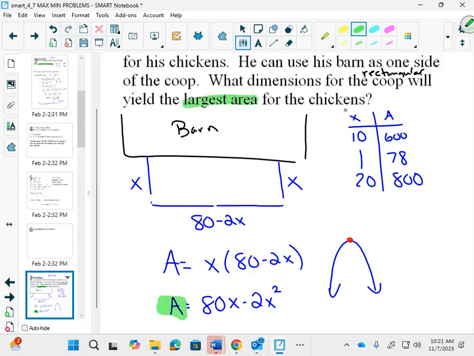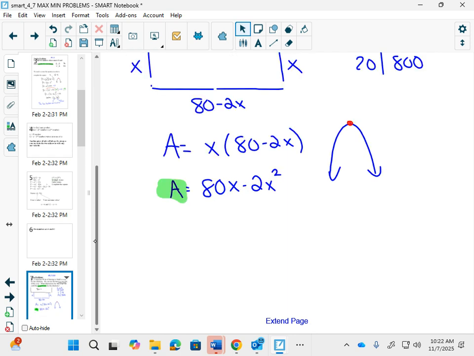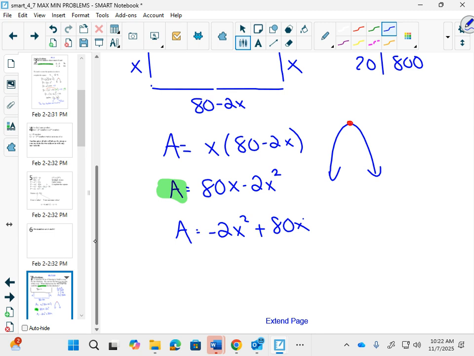So for all these word problems, whatever they want you to find a maximum or a minimum of is what you have to set your equation up as. The hardest part is done now. Setting up the equation is the hardest part. And from here, I'd write the x squared part first, so I'm going to rewrite this as negative 2x squared plus 80x.